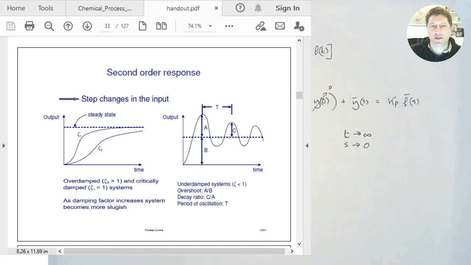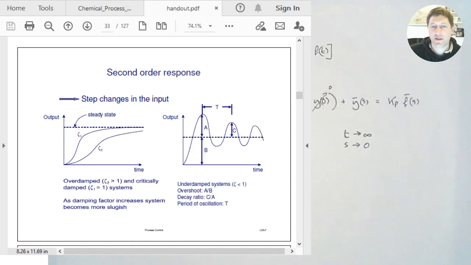If the system has damping factors which are greater than 1, and so that's this case here, we call it overdamped. So that means that the damping factor is dominating the response, and it has a slow response and it slowly approaches the steady state value. If the damping factor is equal to 1, we call it a critically damped system, and that will mean that the system responds and approaches the steady state value. With critical damping, there's no overshoot.